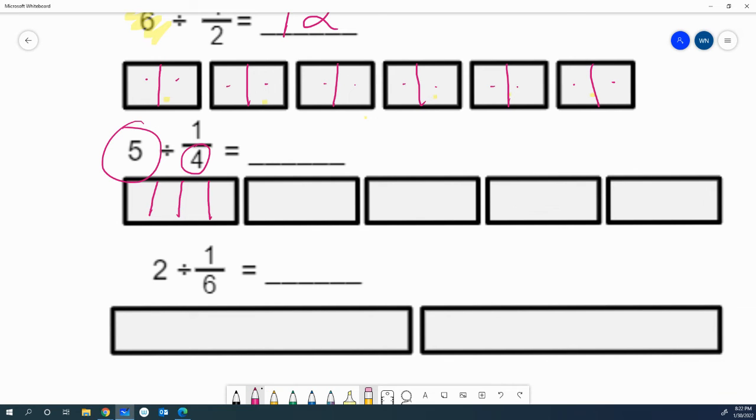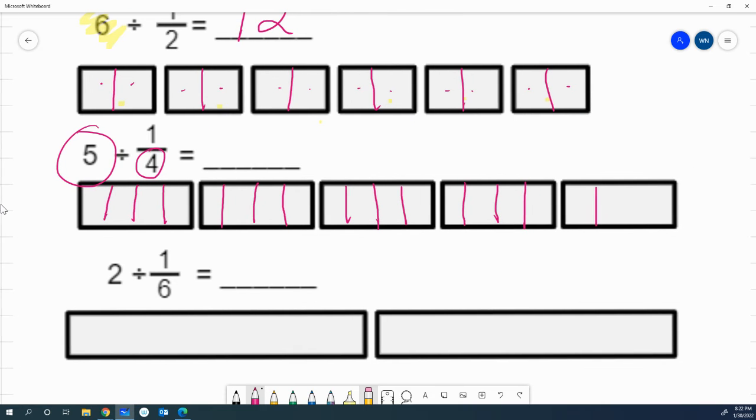1, 2, 3. 1, 2, 3. 1, 2, 3. 1, 2, 3. And 1. I actually can't draw any farther than that. Something's up with my pen. 2, 3. That's a little messy, but it's okay.